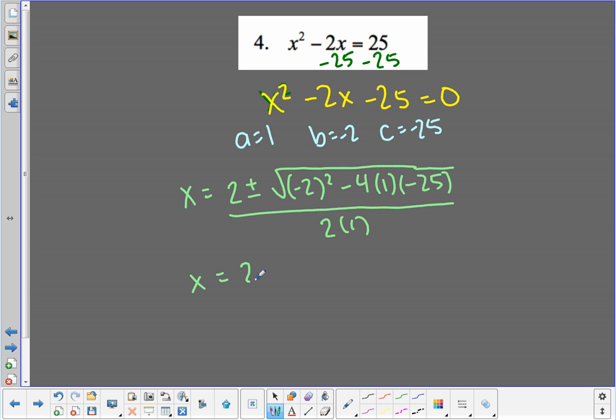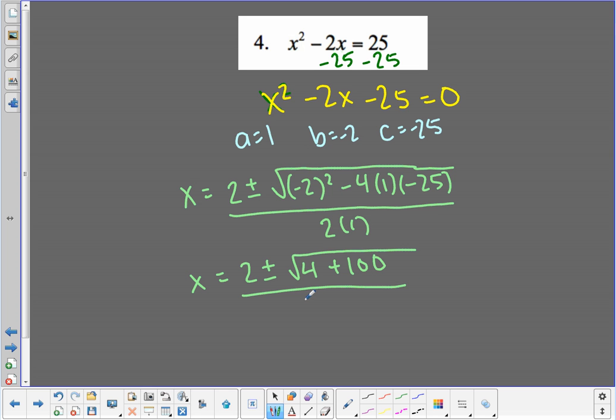Under the radical first, the square root of -2 squared is +4. Again, put it in parentheses when you plug that into your calculator. Otherwise, you're going to get something wrong. Then -4 times 1 times -25 is going to give me 100. That's +100 because a negative times a negative is positive.